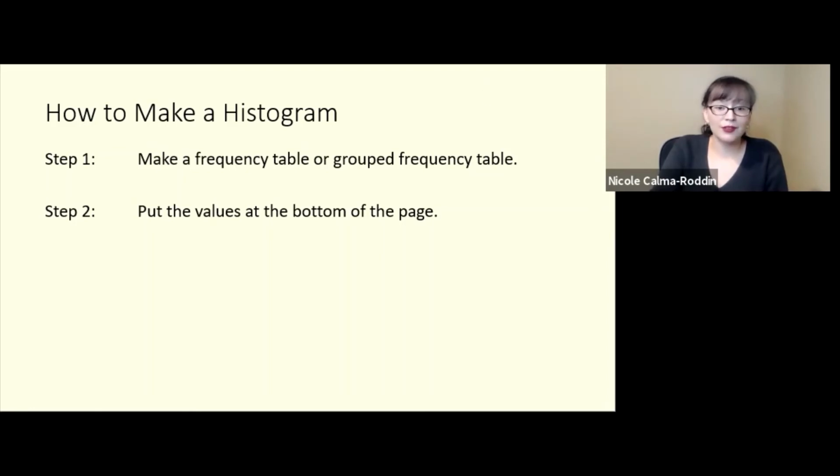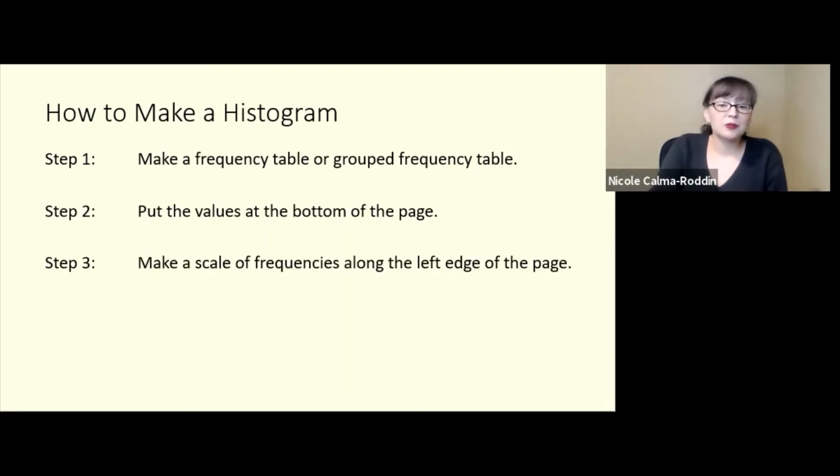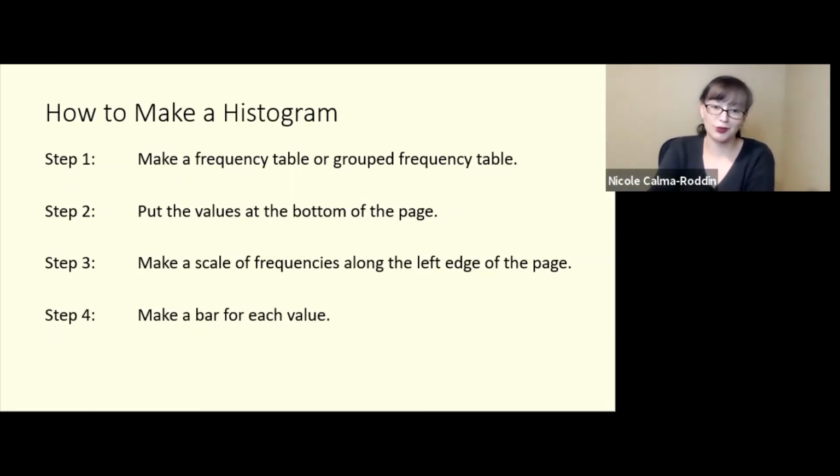Step 3 then is to make our scale of frequencies along the left edge of the page on our y-axis or our vertical axis. And we're going to start with 0 at the bottom, and our highest value is going to be at the top. And finally, we're going to make a bar for every value. Remember that for our histogram, each bar should be connected to the previous bar so that the bars are right next to each other without any spaces in between.